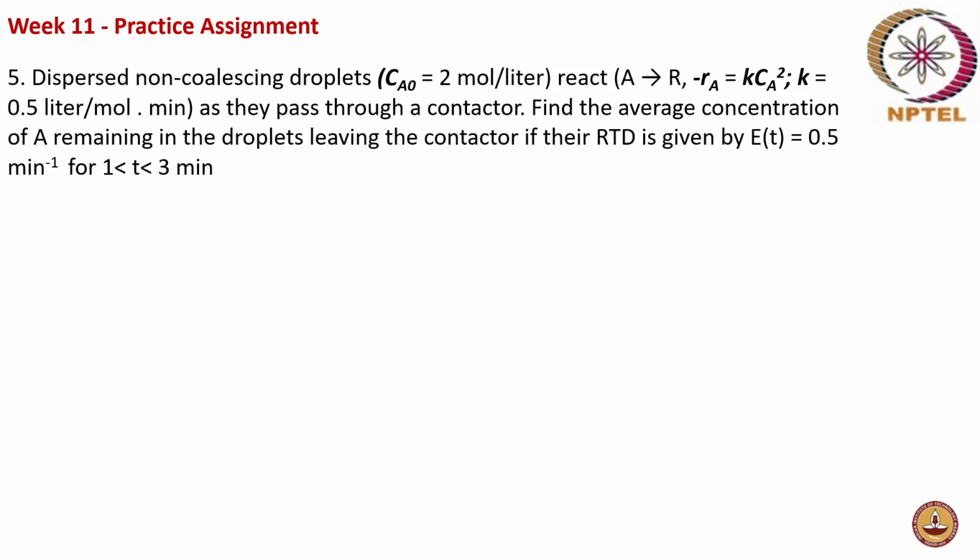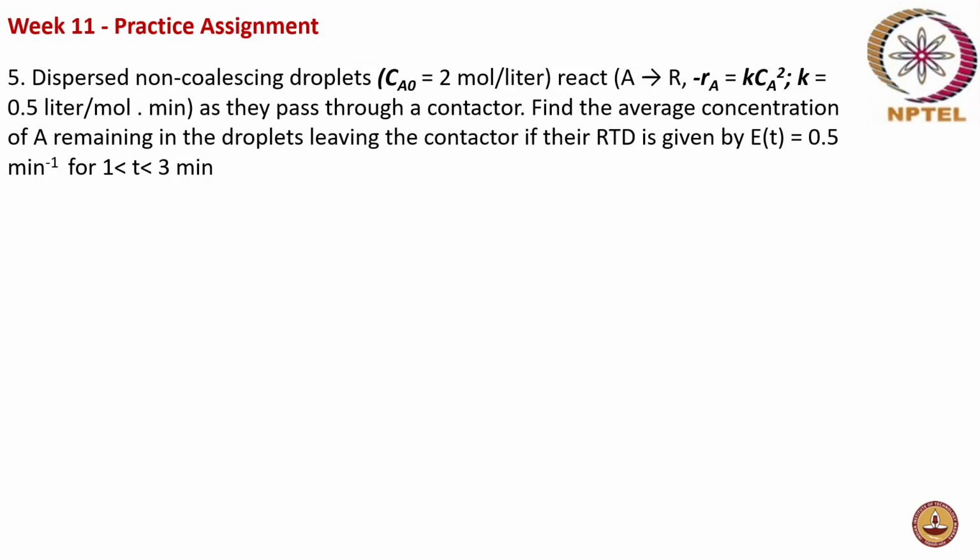So there are dispersed non-coalescing droplets in a reactor, and it has some reactant A with an initial concentration of 2 mole per liter, and it reacts as per a second order mechanism where minus Ra is given by K into Ca square.